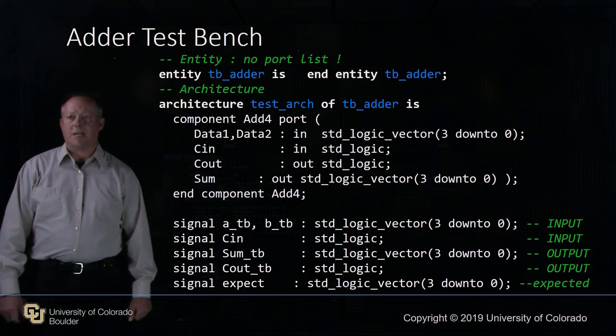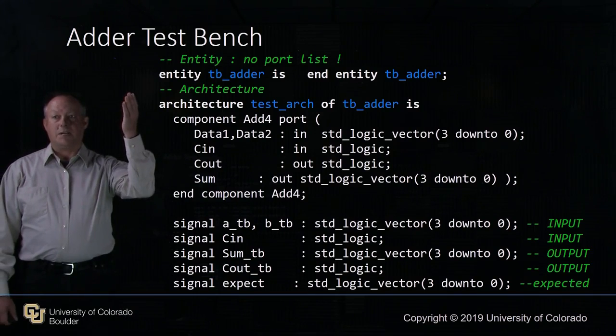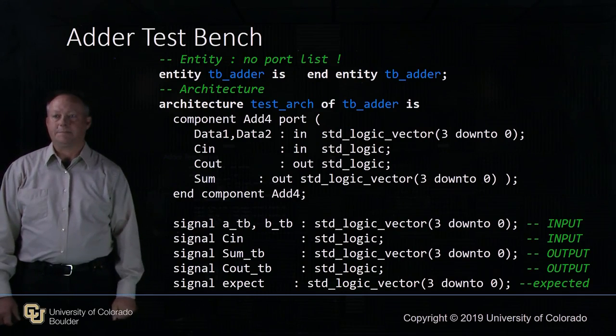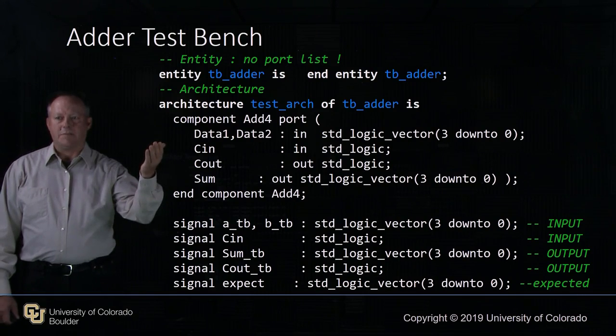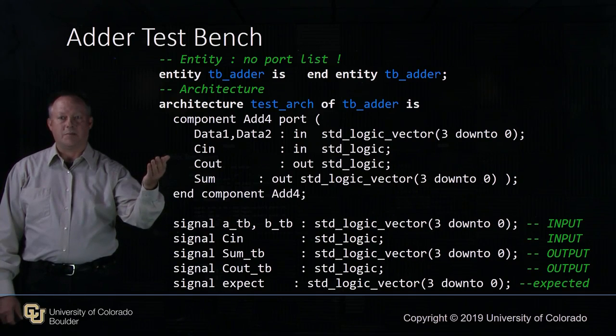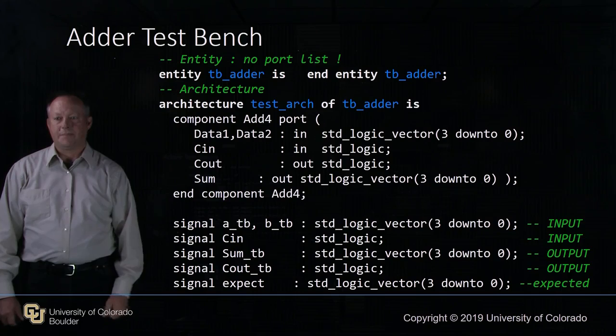Here's an example of an adder test bench. Now note that in our entity, we have no port list. It's empty. Here we have our architecture. We have two data inputs for our adder 4, a bus 3 down to 0, our carry in, carry out, and sum, a bus of 3 down to 0 output.